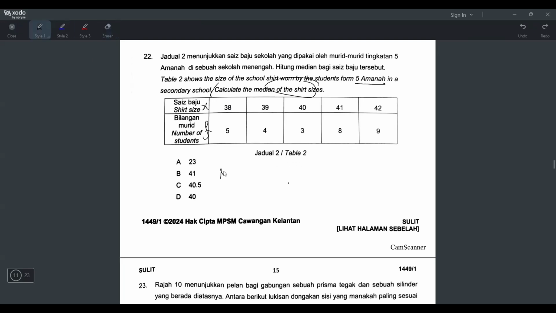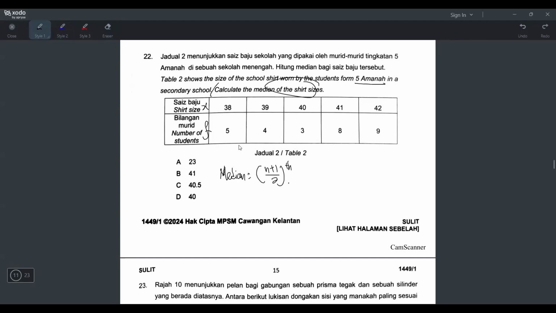So to find the median, you will use this formula, n plus 1 divide 2. But when you use this formula, it will not give you the median directly. It will give you the position of the median. It will tell you the kedudukan. Dia akan, kalau you guna formula ni, dia bagi tahu you kedudukan median. Dia takkan bagi tahu median, dia bagi kedudukan median. Right? So what do I mean by that?